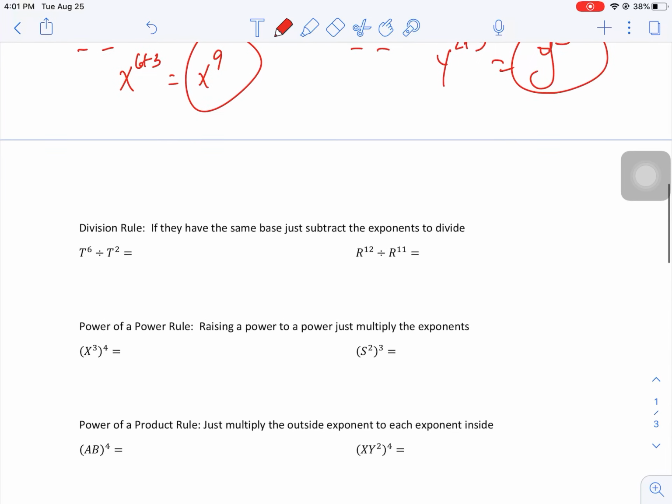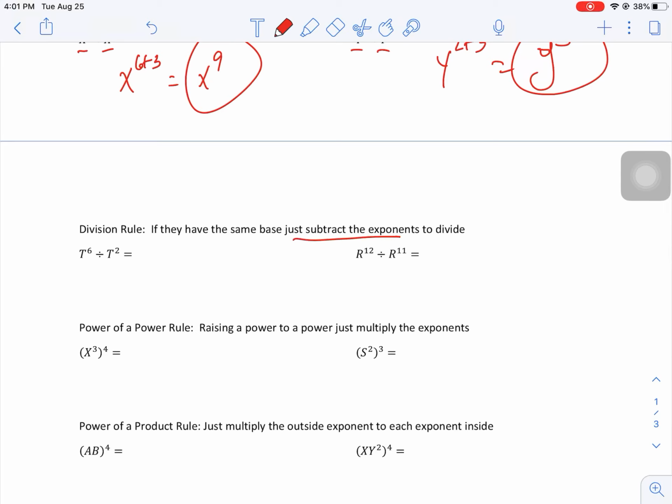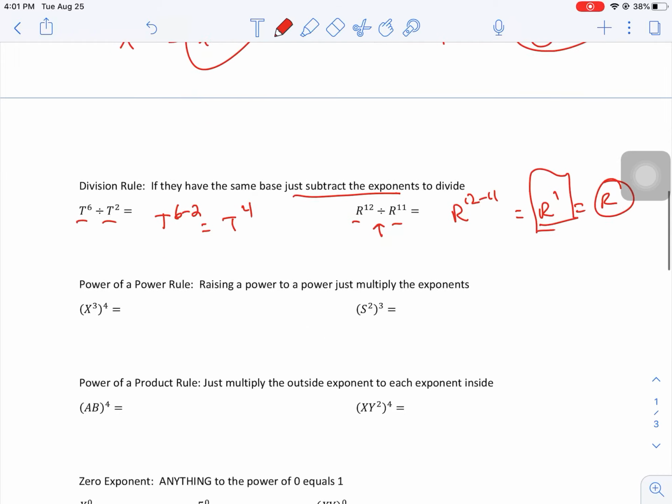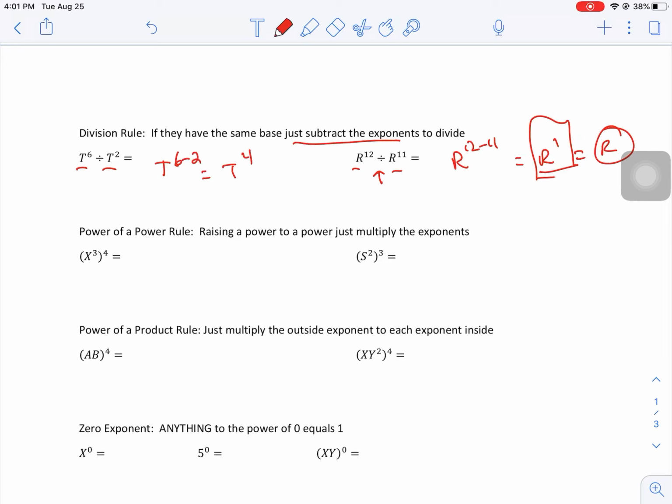With division, the opposite of multiplication, we're going to use subtraction. We have common bases, so this becomes t to the 6 minus 2, or t to the 4th power. Again, we're dividing common bases. That becomes r to the 12 minus 11, or r to the 1. Anything to the first power is just itself. Okay, so either one I'll accept.